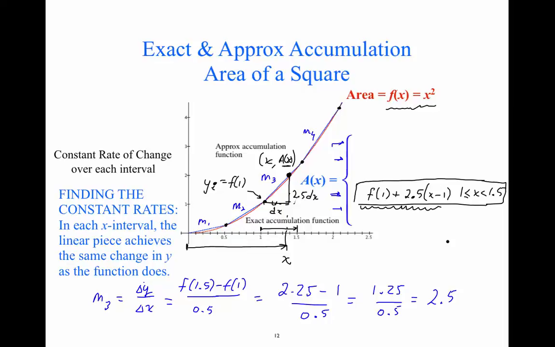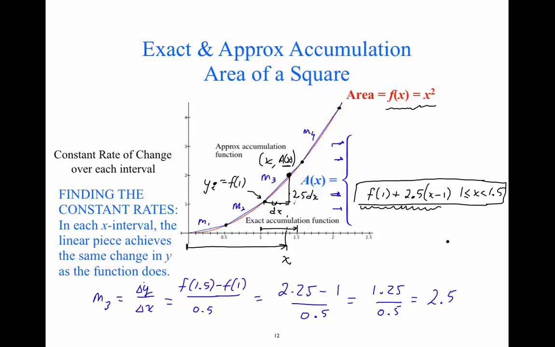Final y is the initial y plus, that didn't work out so well. Initial y plus the change in y. The initial y is f of 1. The change in y is our rate of change times the change in x, which would be x minus 1.